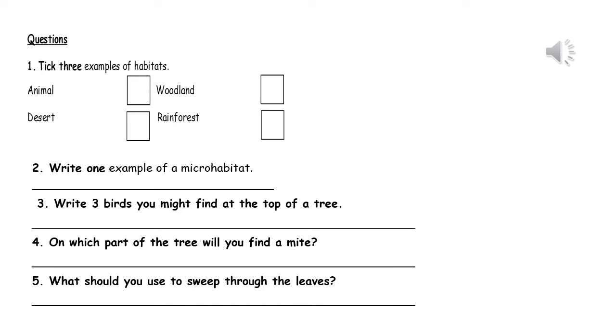Number 4, on which part of the tree will you find a mite? Number 5, what should you use to sweep through the leaves? All these answers are there in your story, so you have to go back through the story and find out these answers and give me the answers in a complete sentence. I don't want one word answer.